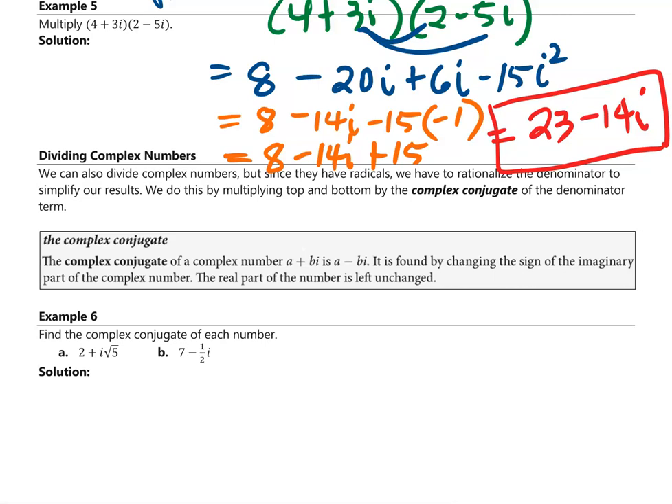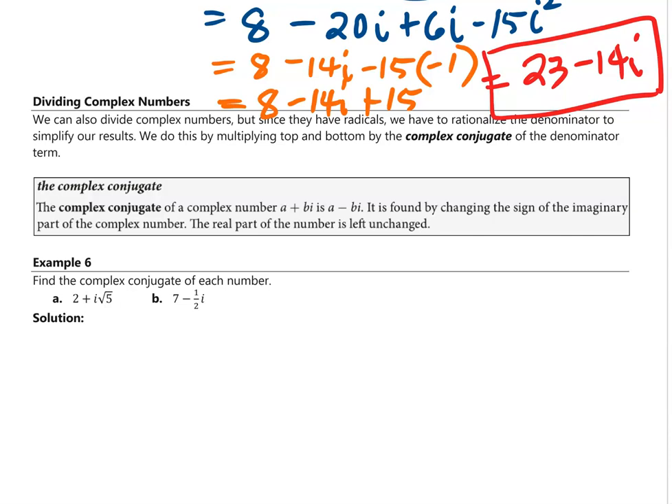Next one, dividing complex numbers. We can also divide complex numbers, but since they have radicals, we have to rationalize the denominator to simplify our results. We do this by multiplying the top and the bottom by the complex conjugate of the denominator term. So what do we mean by complex conjugate? The complex conjugate of a complex number a plus bi is a minus bi. It is found by changing the sign of the imaginary part of the complex number. The real part of the number is left unchanged.